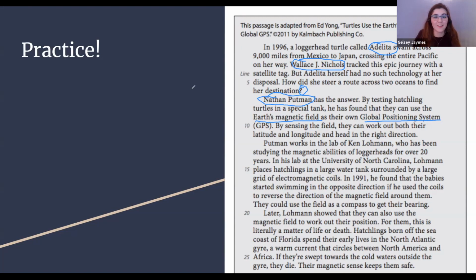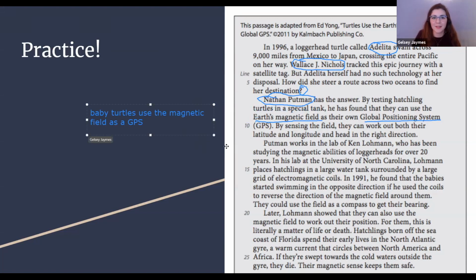And then I can also, since this is a paragraph with some really good information in it, just write up a quick summary. So baby turtles use the magnetic field as a GPS. Awesome. I will try and move that. Apologies, it's not moving. There it is. Awesome. All right, so that was our second paragraph.